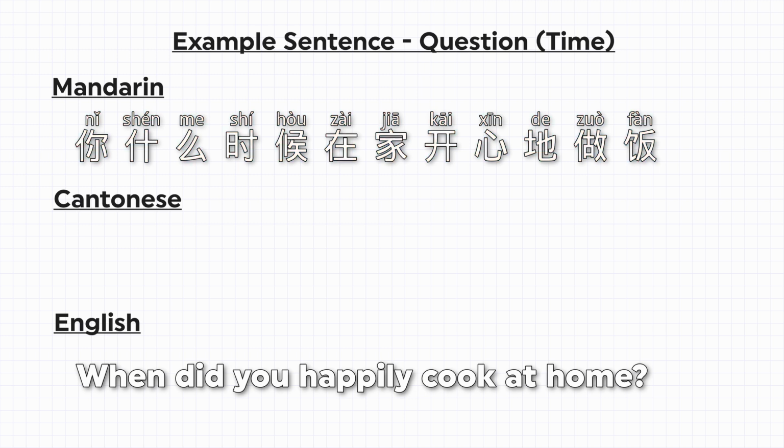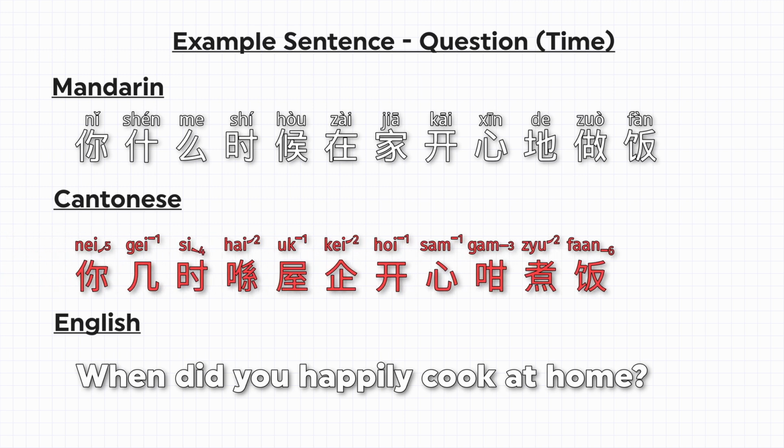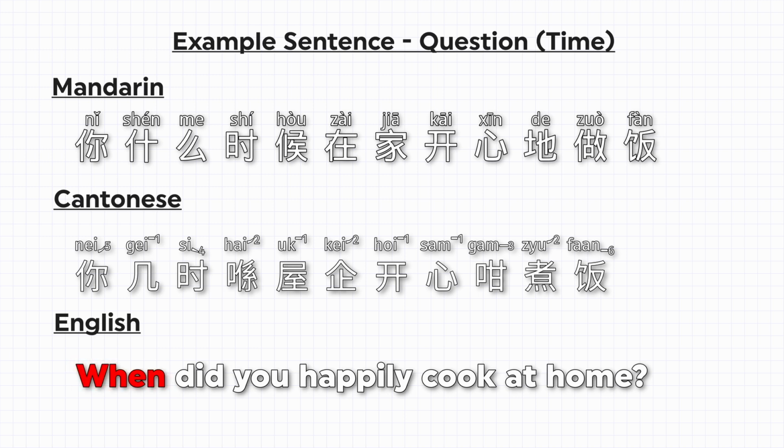你什么时候在家开心地做飯? In Cantonese, 你幾時喺屋企開心咁煮飯? So we see here that when replaces the time element, it just replaces on Sunday. You just put 什么时候 in Mandarin or 几时 in Cantonese. The exact same thing. The rest of the sentence, exactly the same.